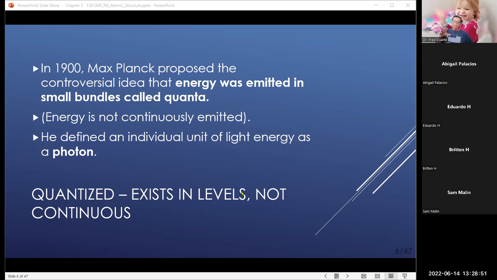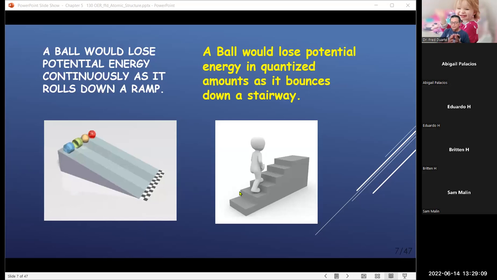All right, so we use a term called quantized, and that light exists in levels and is not continuous, okay? Now, how does that relate to electrons? Well, we'll get there, okay? So this is what he meant by continuous. Unlike this wedge here on the left, where he got the balls rolling down the edge, where that represents continuous energy, what has been proposed is that energy is like these steps on the right, that you start off at the bottom.